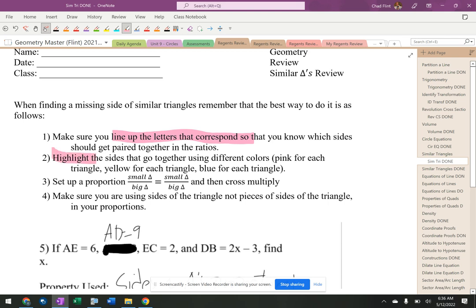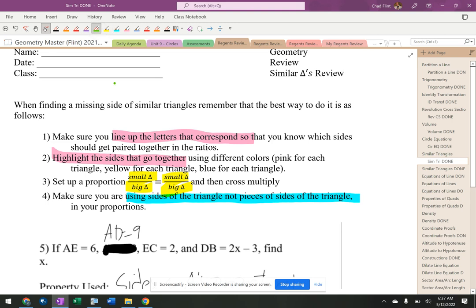Highlight the sides that go together using different colors so that you can tell when you're setting the fractions up: these two go in a fraction together and these two go in a fraction together. When you're setting up your own proportions, stick to small over big and small over big. I know there's other ways to do it, but if we stick to one way, we're usually better off. And then the evil thing that they usually do is they give you pieces of sides. Make sure you're using sides of the triangle and not pieces of the sides of the triangle.